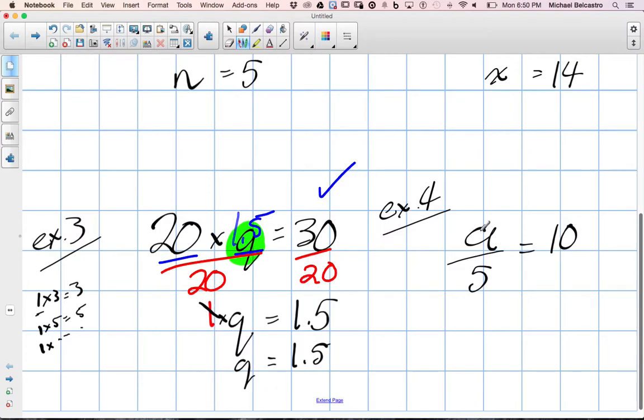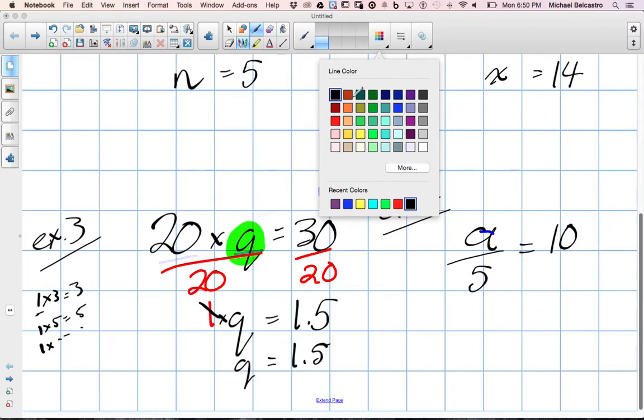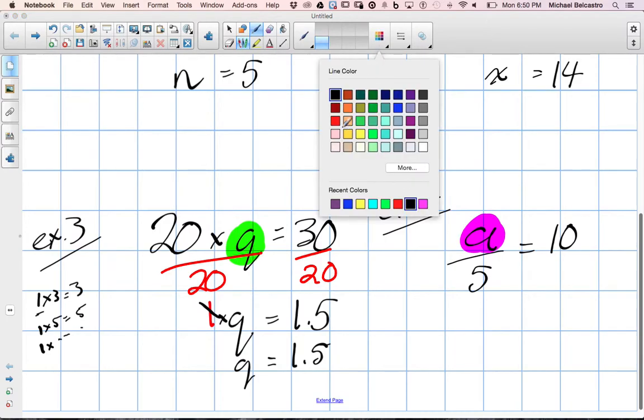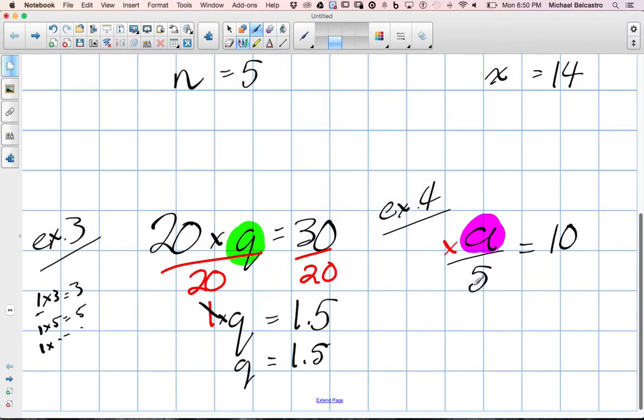And finally, this one's a divided by 5 equals 10. What would be the opposite operation of division? Multiplication. That's good. So on this side, we're going to multiply by what value? 5. Yeah, that's right, by 5, which means we have to multiply this side by 5. Good. And look at this. It's set up the same way we had 20 over 20. This now looks like 5 over 5. What does that become?